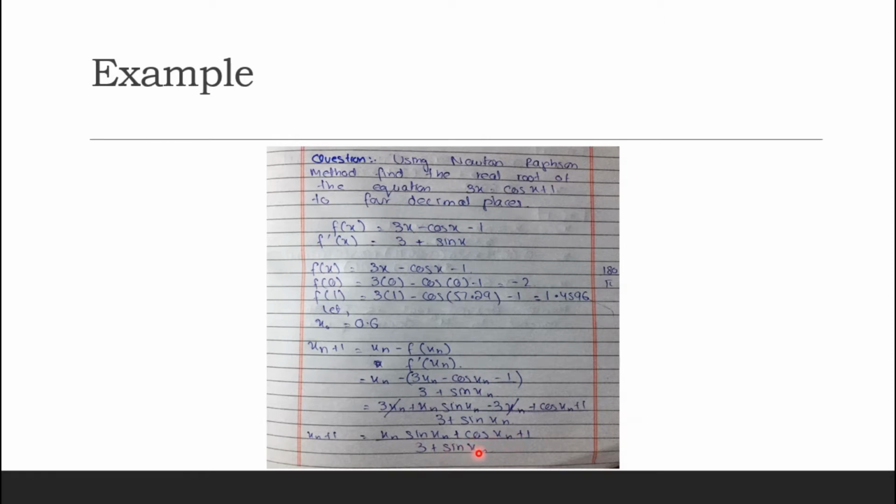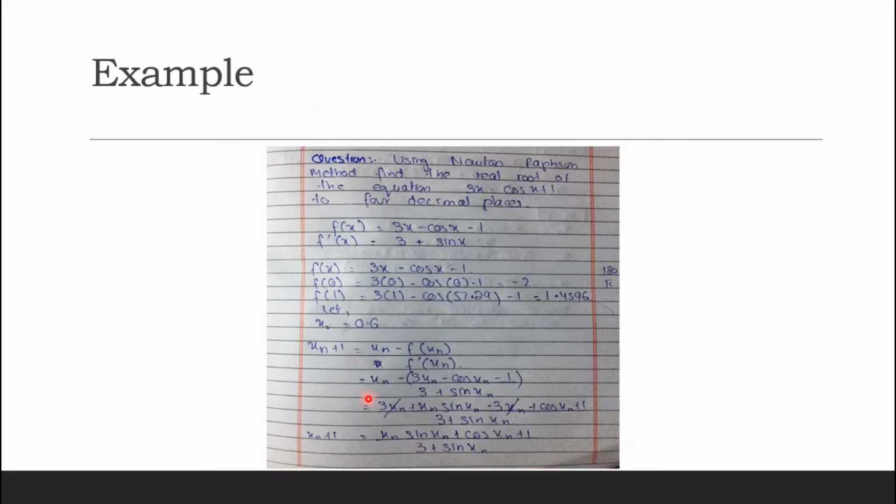Now moving towards the remaining part of the question, I want to tell you that here the answer is in radians. We have to convert it into degrees. So we will multiply by 180 over pi to convert it. That's why we have put 57.29 here, and the answer is 1.4596.